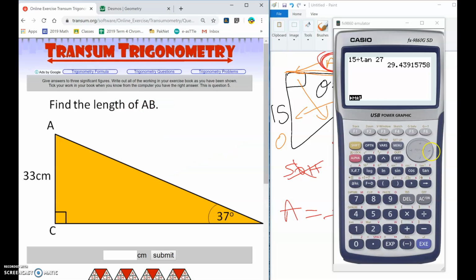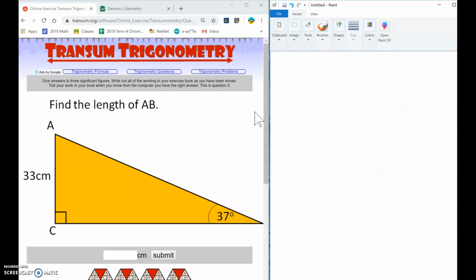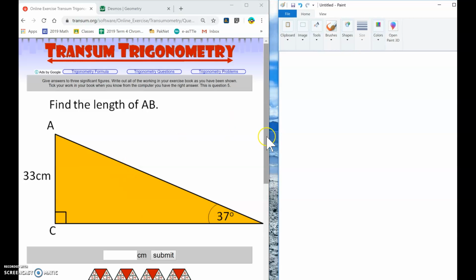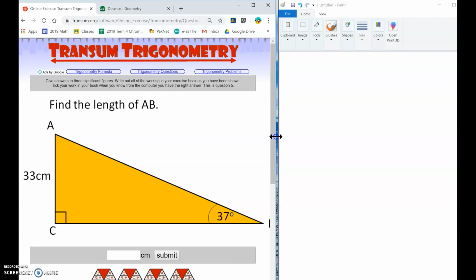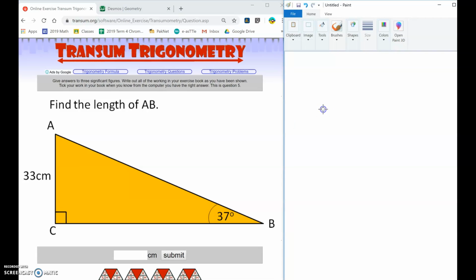Next question. Okay, so here again. Okay, so this next one, can you see the entire screen? Okay.